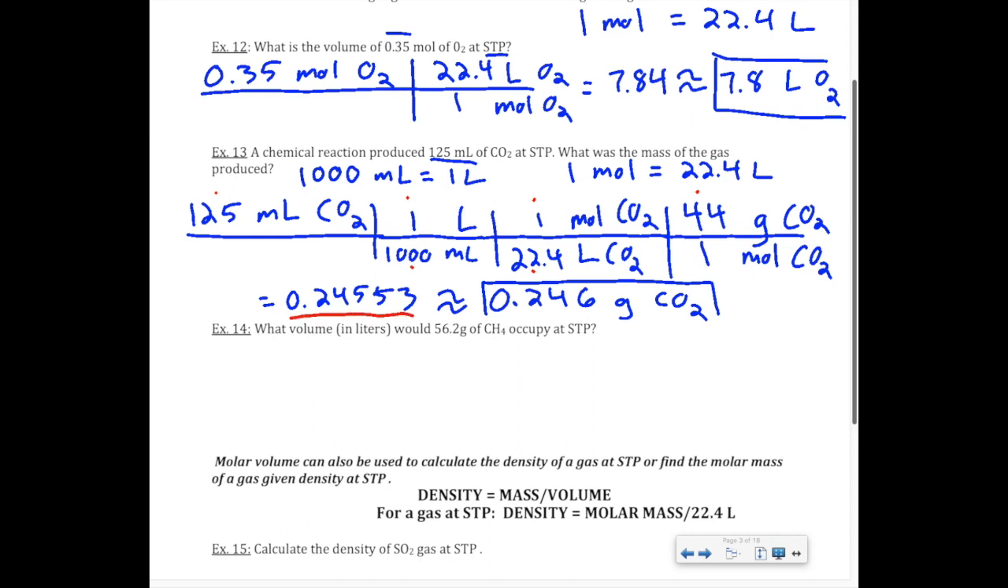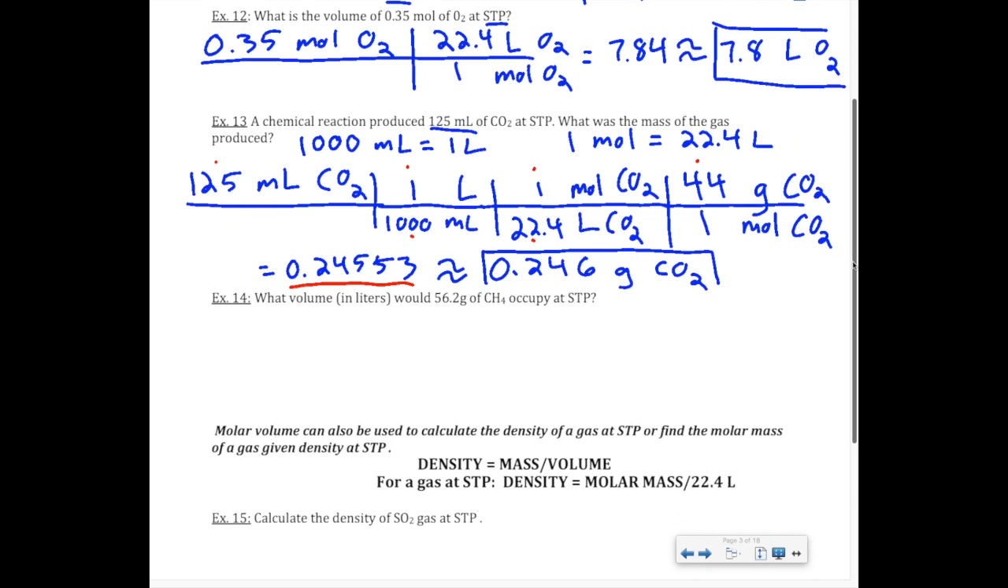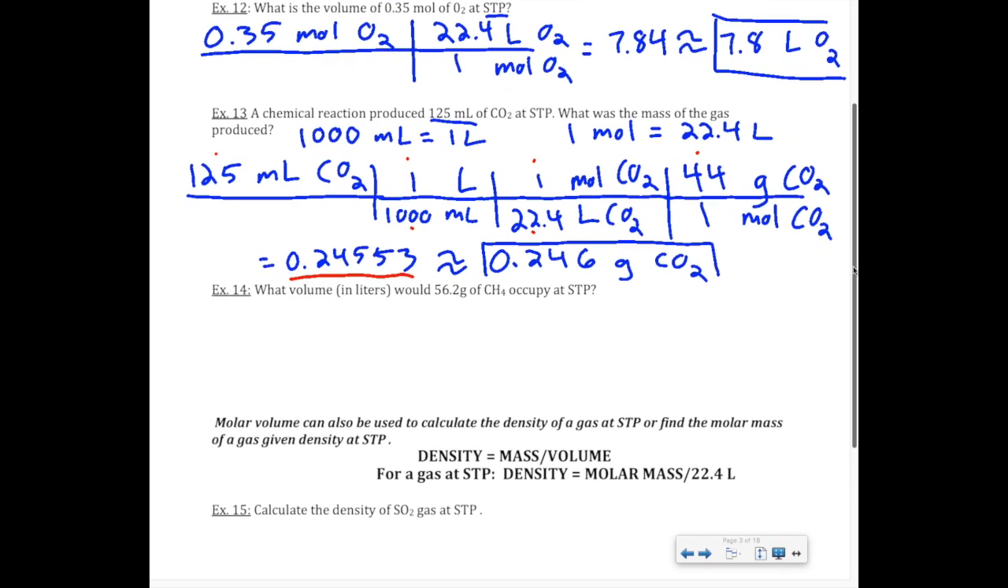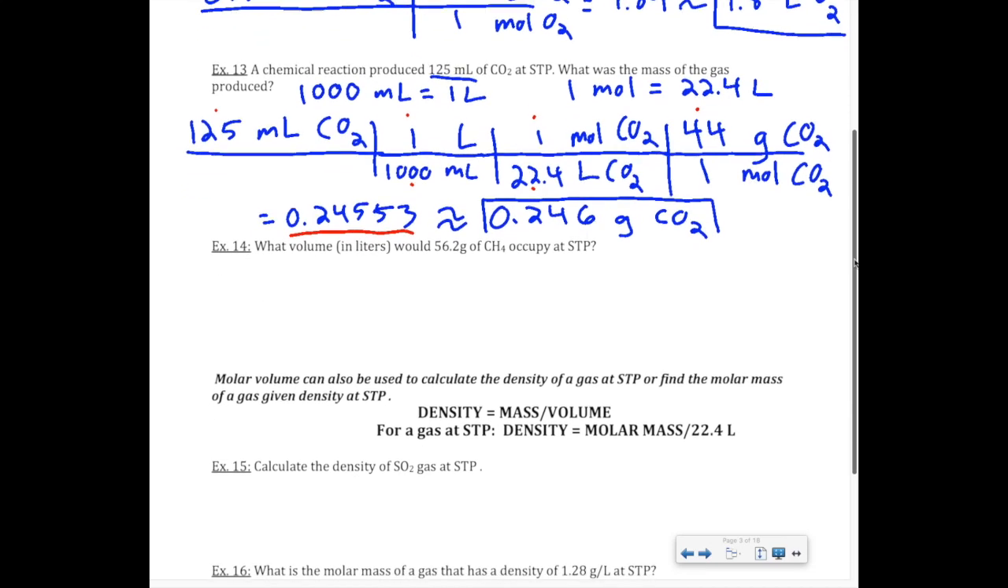You don't have to do that. If you can just go ahead and round yourself, that's fine, but I do that just so you guys will see that I'm rounding to the correct sig figs. In this case, it's 3 sig figs.